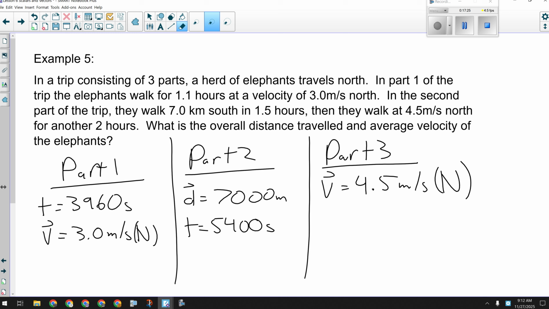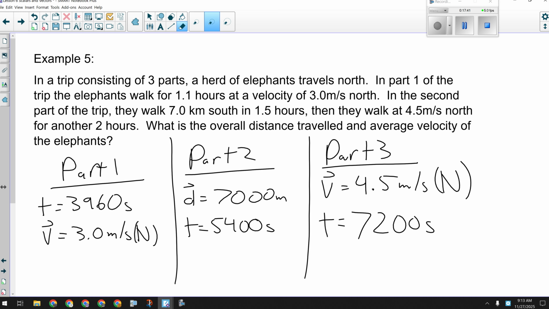For another 2 hours. Okay. There are 3,600 seconds in 1 hour. There are 7,200 seconds in 2 hours. Okay. I just went 3,600 times 2. I just did it in my head.